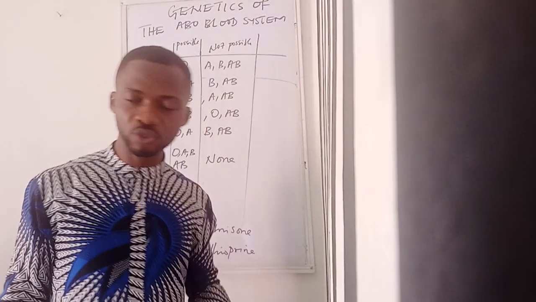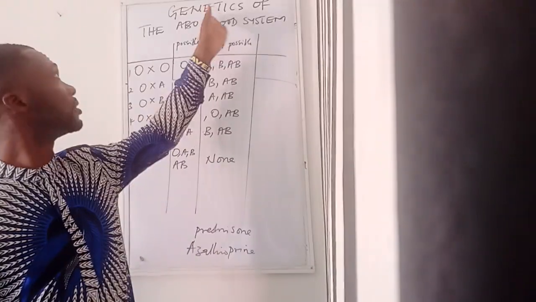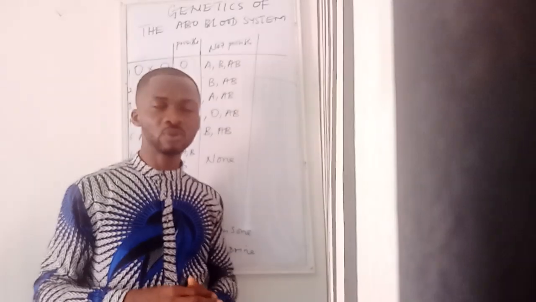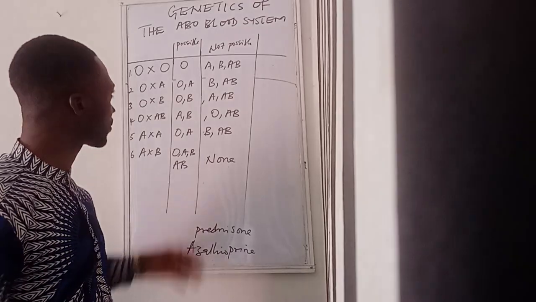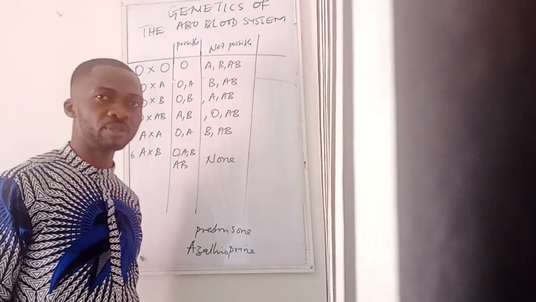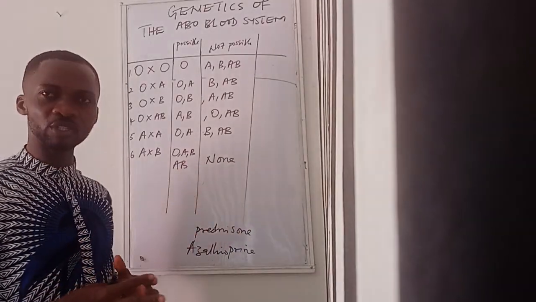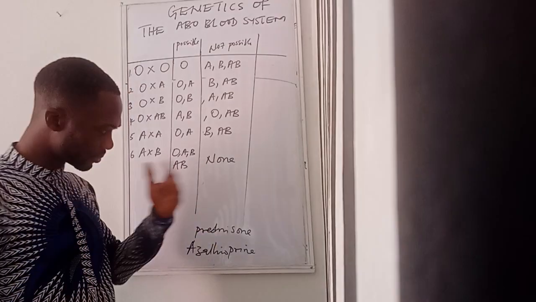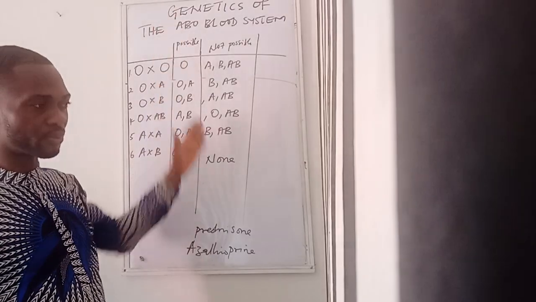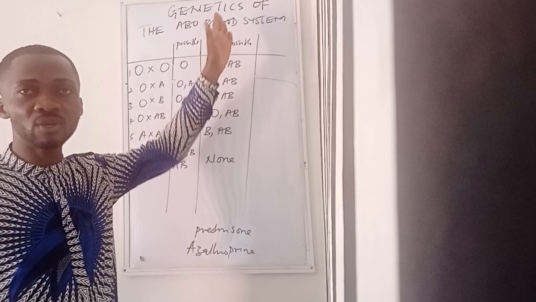So this is a continuation of the study on the genetics of the ABO system. I want to continue from where we stopped in the previous class. So this is a chart, a table that talks about the blood type combinations when it comes to marriage and the possible offspring that will be produced, and the ones that are not possible.